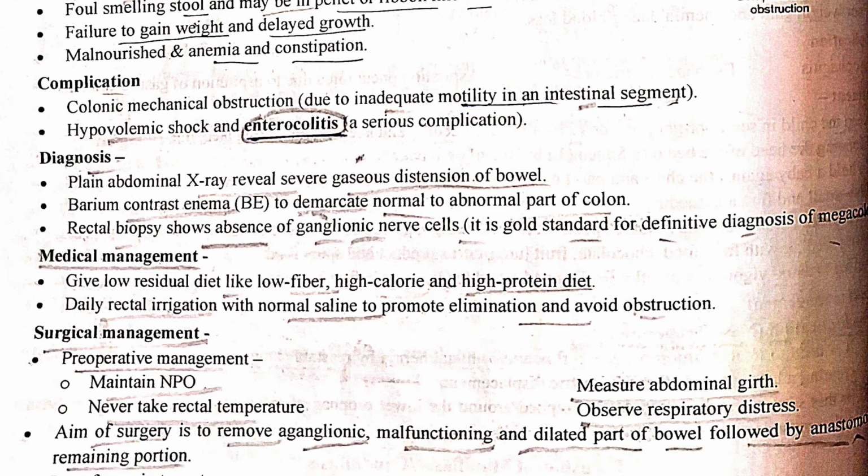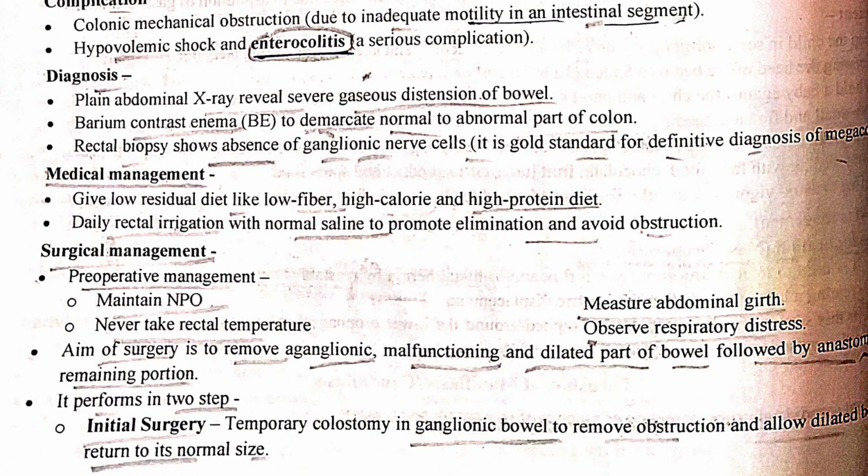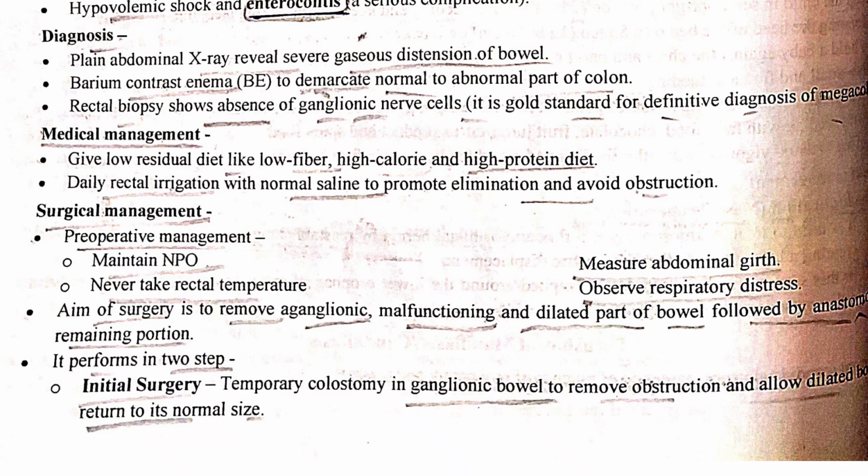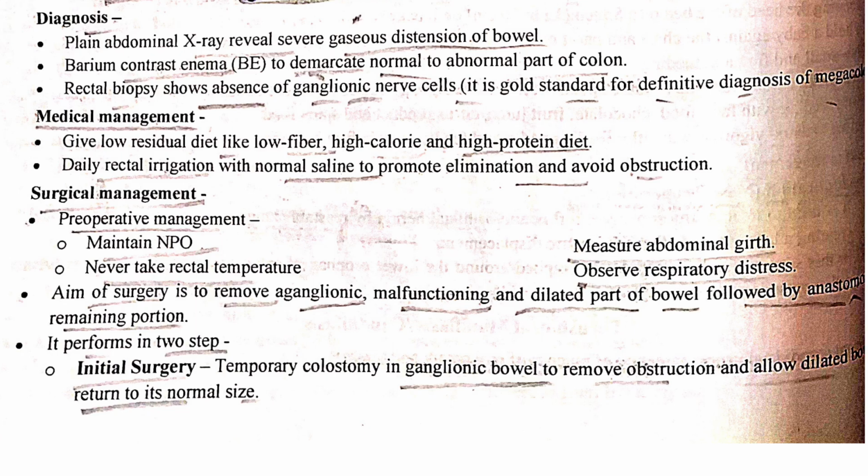Medical management: give a low residue diet, like low fiber, high calorie, and high protein diet. Daily rectal irrigation with normal saline to promote elimination and avoid obstruction. Surgical management, preoperative management: maintain NPO, measure abdominal girth, never take rectal temperature, observe for respiratory distress. The aim of surgery is to remove the aganglionic, malfunctioning, and dilated part of the bowel followed by anastomosis of the remaining portion.